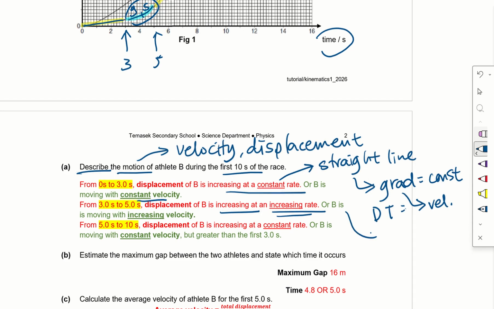How can we examine this using gradient? We can say that the gradient is increasing. And what does the gradient represent? It represents velocity. Therefore, the velocity is increasing.